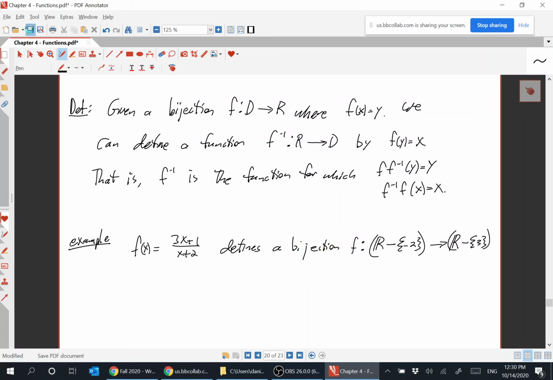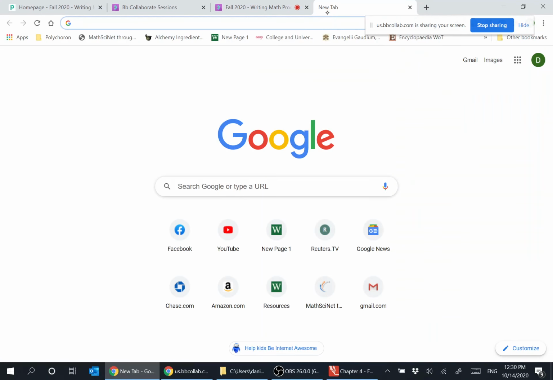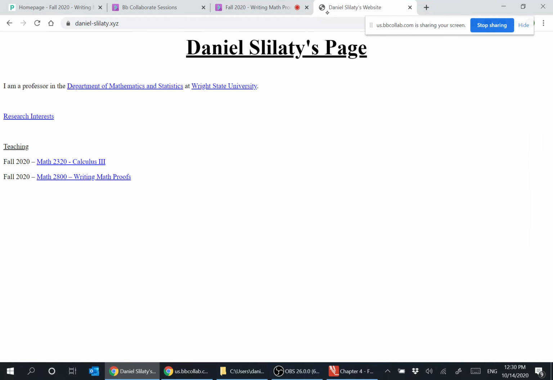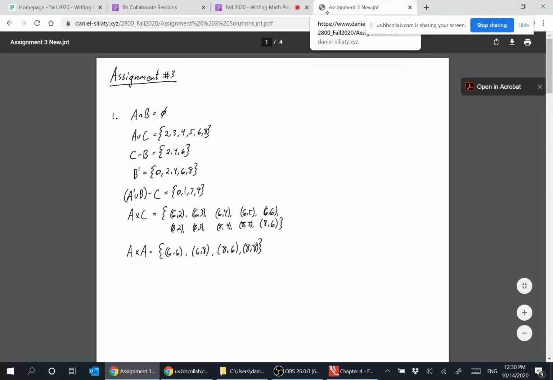If you don't have a bijection, there's no inverse function. Okay? You cannot have an inverse function if you don't have a bijection. And problem number 4 on the homework, assignment 4 on functions, sort of explores that idea a little bit. Not much, but a little bit.